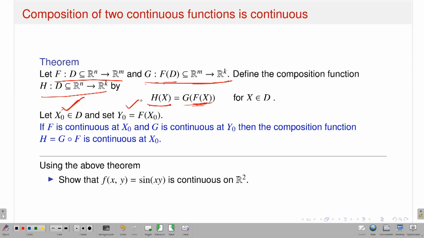D, then write y naught is equal to f of x naught. Then what is my statement? It says that if capital F is continuous at x naught and capital G is continuous at y naught, then the composition function, which is nothing but h, which is g composed with f, that's how I have written, is also continuous at the point x naught.